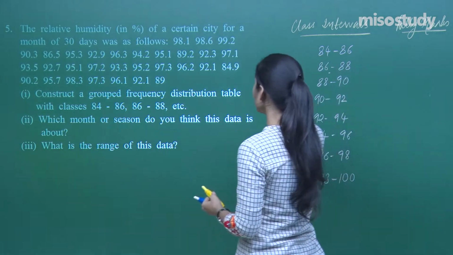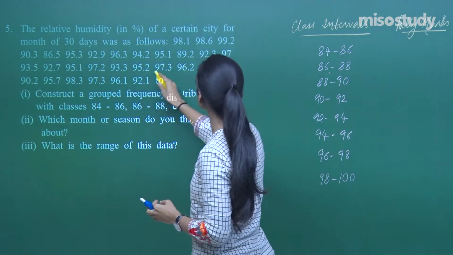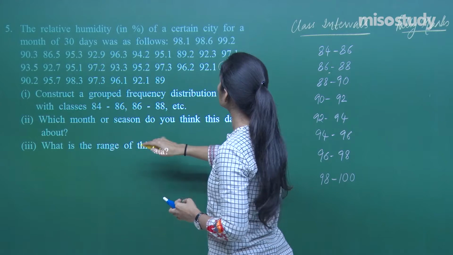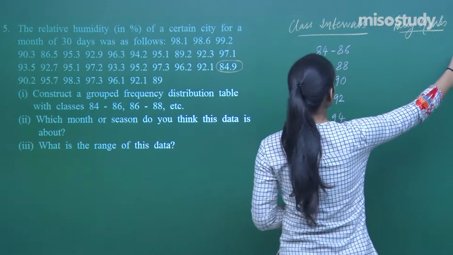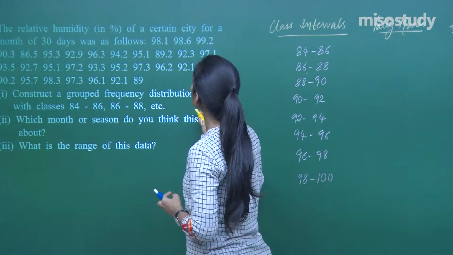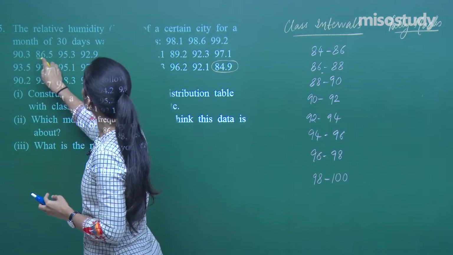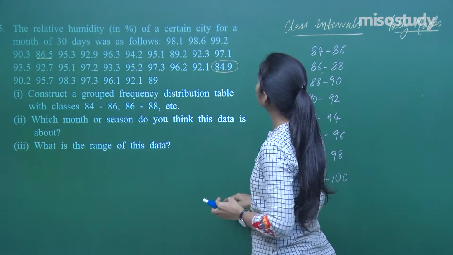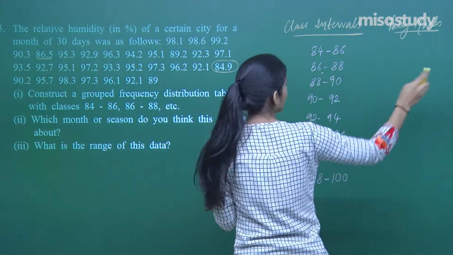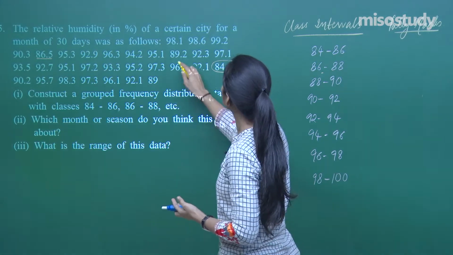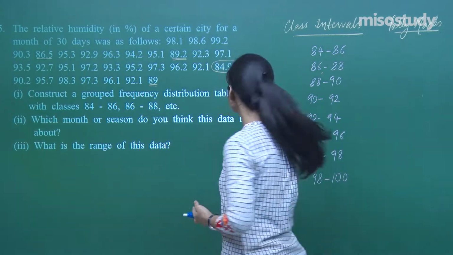So between 84 to 86, what all values do you have? This is there, that is it, 84 to 86, nothing else. So the frequency here is 1, that is correct. 86 to 88, you have this. Rest, nothing is there between 86 to 88, fine. So 1 again. 88 to 90, you have this and you have this, 2, so 2 I have written over here.